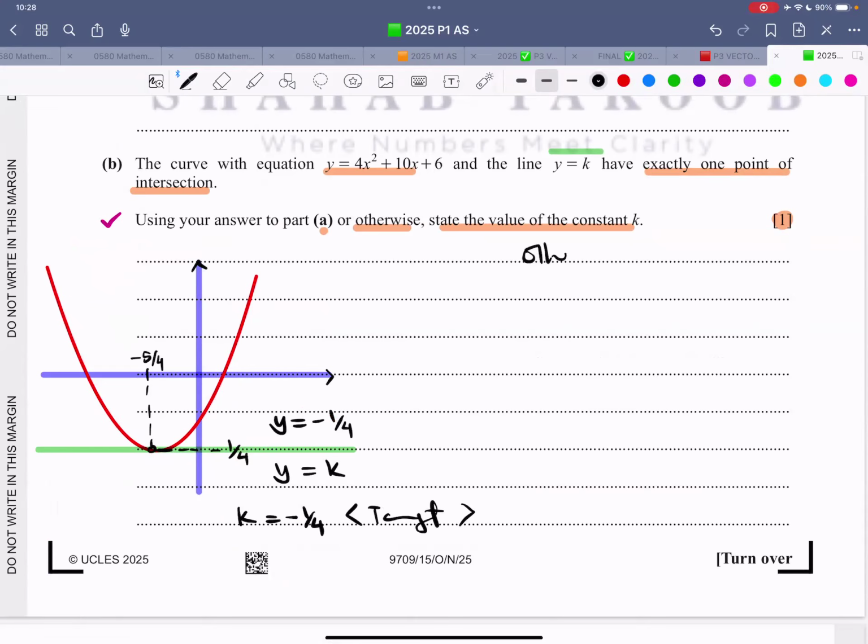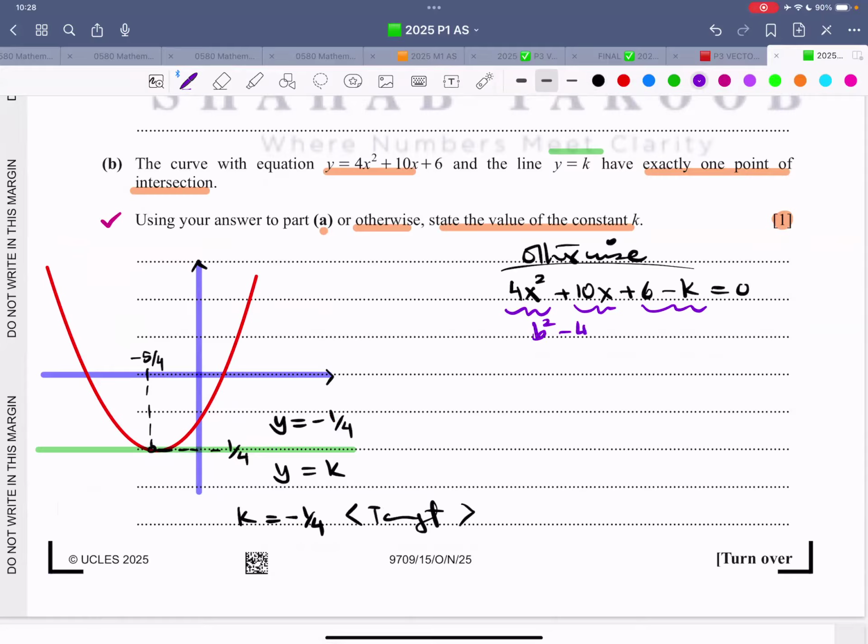What if someone wants to do otherwise? I won't do the whole thing, just give you the hint. 4x squared plus 10x plus 6 minus k equals 0. Make a single equation. And then this is like A, this is like B, this is like C.